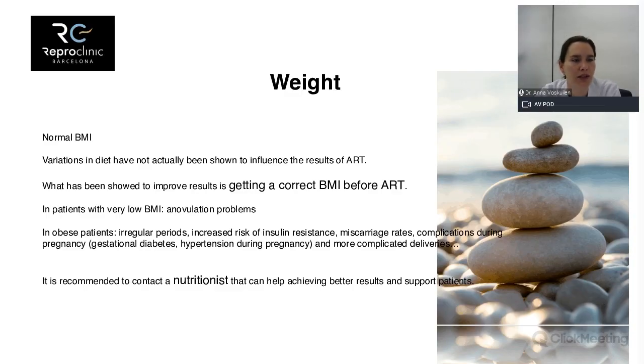Weight. So weight is also important. What we counsel is to have a normal BMI. So it should be between 18 and 25, okay? What I just told you, variations in diet have not actually been shown to influence the results, more in assisted reproductive techniques, because we have more data on that. But what has been shown to improve the results is having a correct BMI before ART.